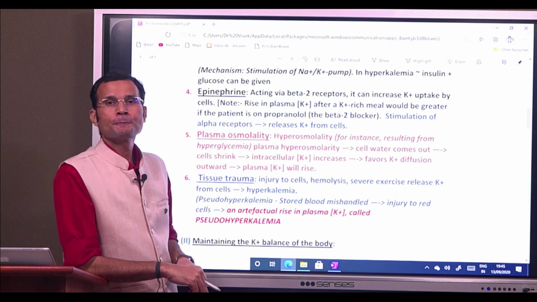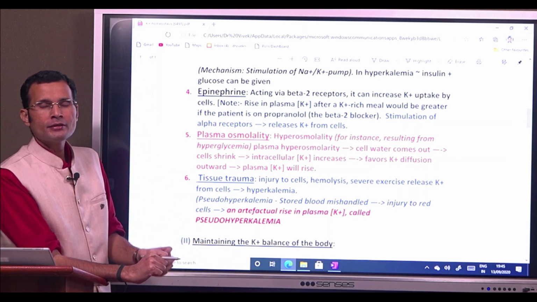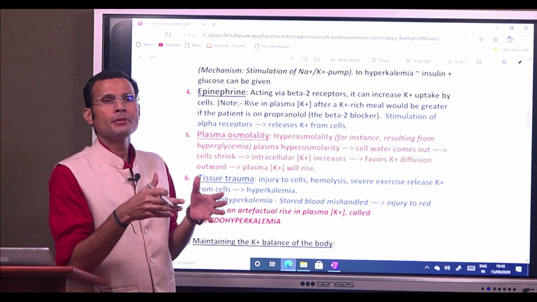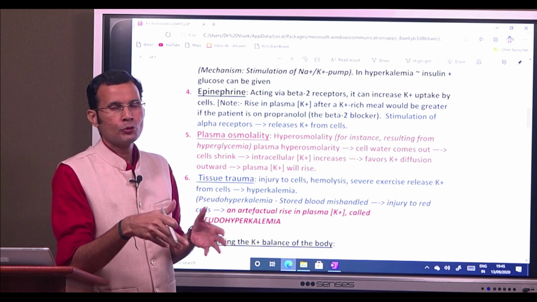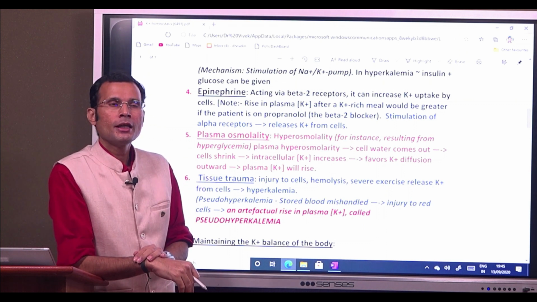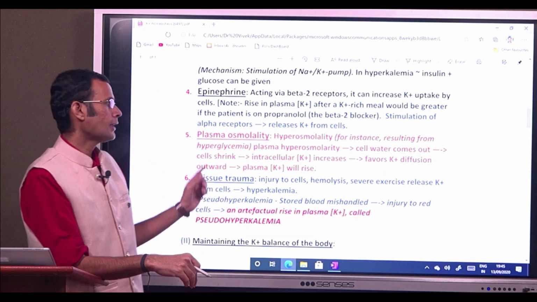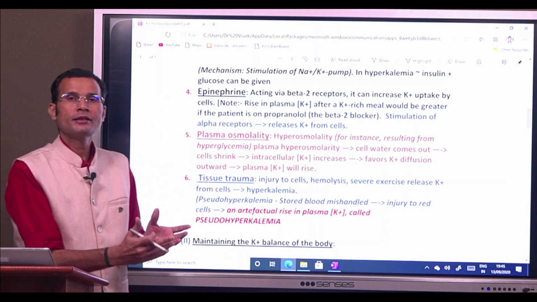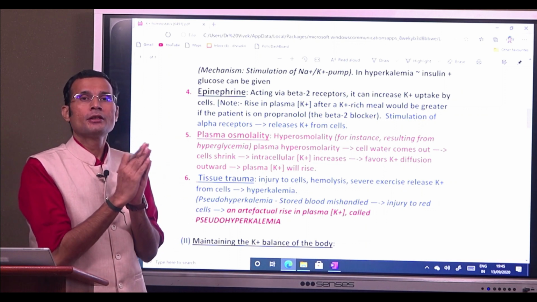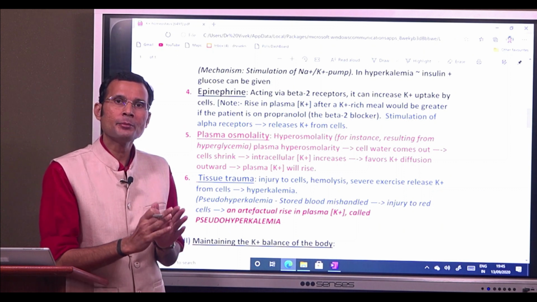One more factor, tissue trauma. If there is injury to the cells, we have already said this, that potassium is mainly an intracellular cation. Most of the potassium is inside the cells. So if there is a tissue trauma, if there is cellular lysis, then that potassium in the cells will come out, and it will come out into the ECF and it will cause hyperkalemia.